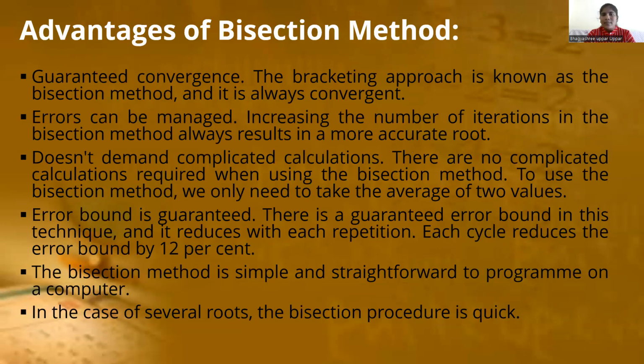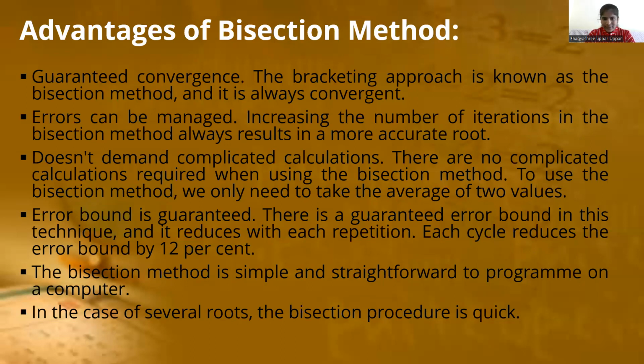Guaranteed convergence. The bracketing approach, known as the bisection method, always converges. Errors can be managed. Increasing the number of iterations in the bisection method always results in a more accurate root. Does not demand complicated calculations. There are no complicated calculations required when using the bisection method. To use the bisection method, we only need to take an average of two values.